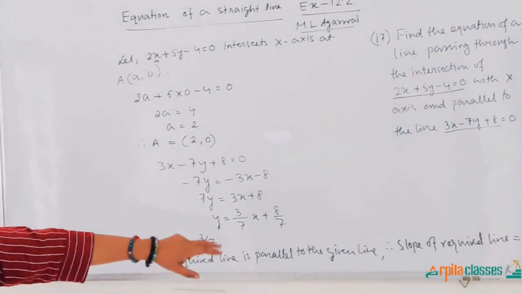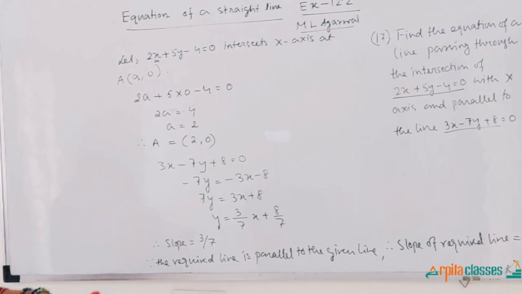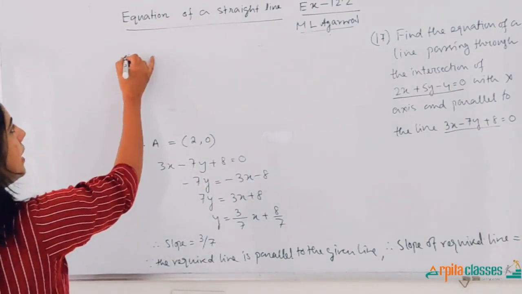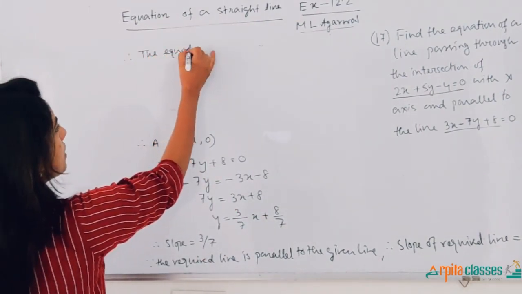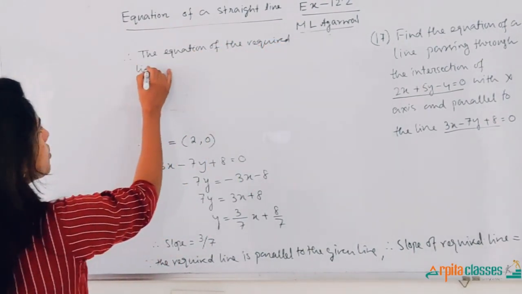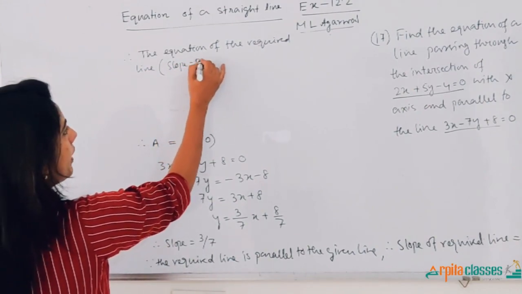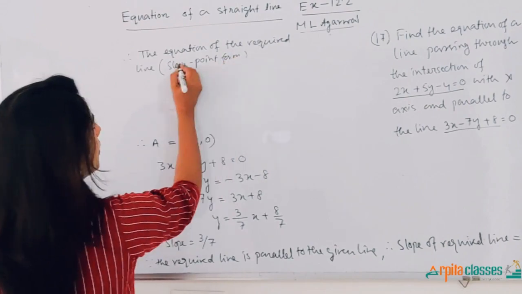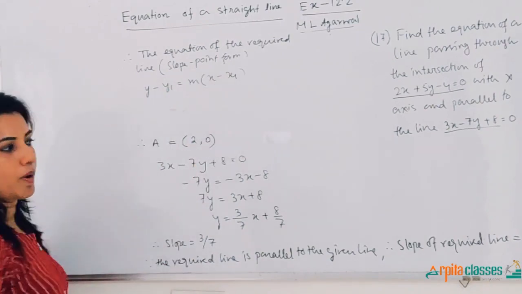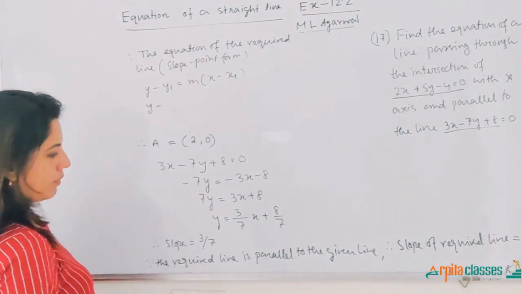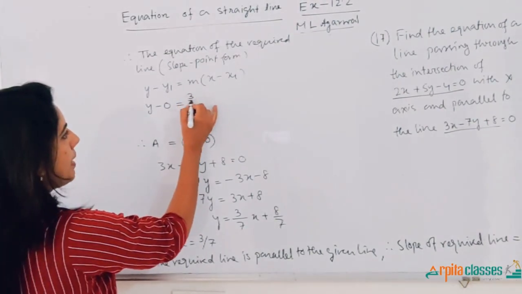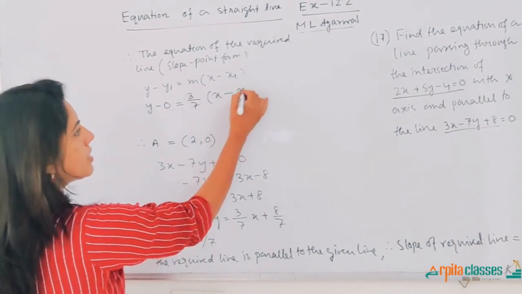So we got the slope of the required line, we got the point through which it passes, so we can get the equation of the straight line. So now I am wrapping it here, I am doing the rest of the part here. Therefore, the equation of the required line, by which form are we getting it? Slope point form. So what is it? y minus y1 is equal to m times (x minus x1). So y minus y1, what is your y1? 0. m, that is your 3 by 7. x minus x1, that is 2.